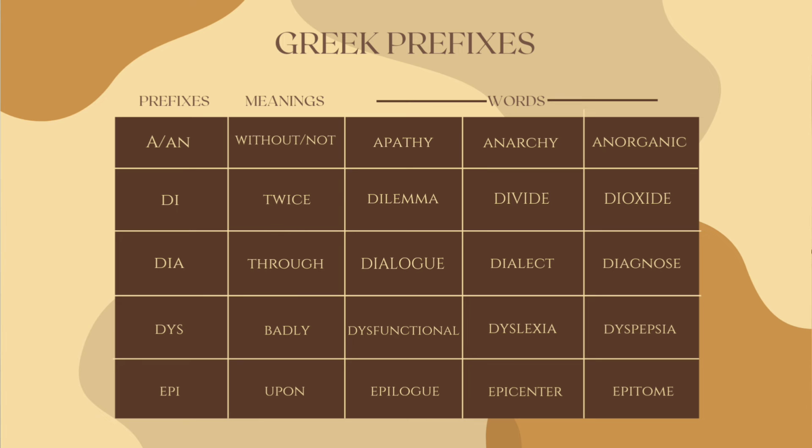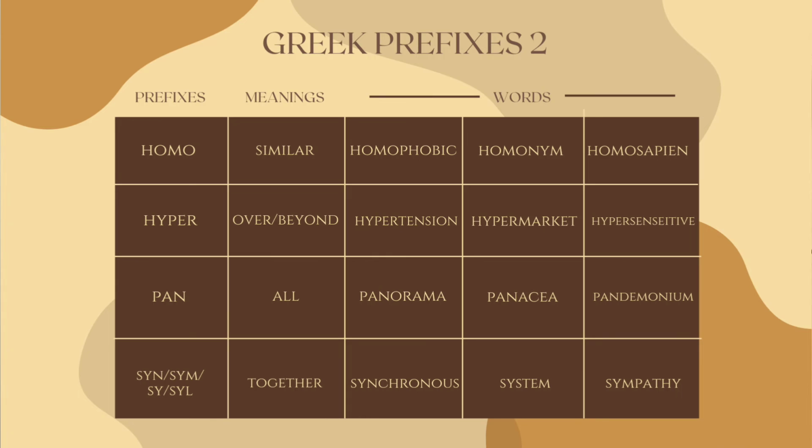Homo is anything that indicates similar, any two features that are same. So homogeneous, homogamy, homophobic, homonym are all examples with the word homo. Now, hyper means over and beyond, very similar to the English prefix super. Hypermarket, hypertension. All of these indicate that something is over and beyond a certain market.